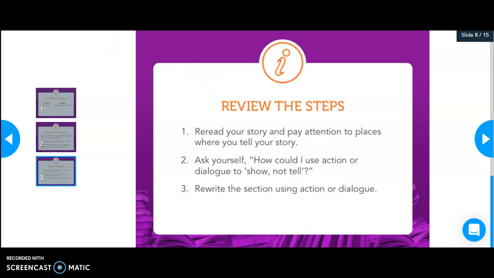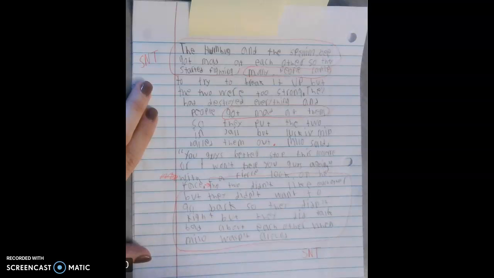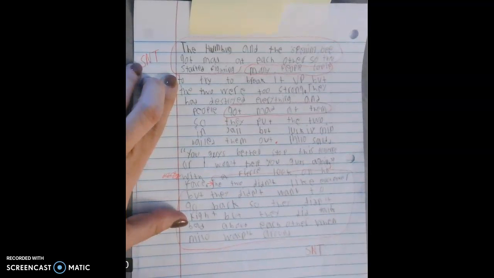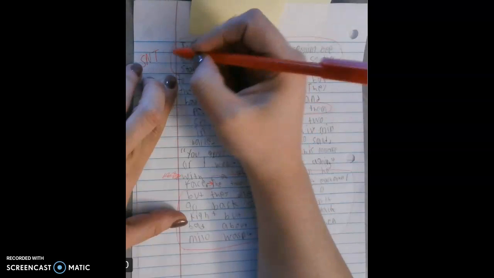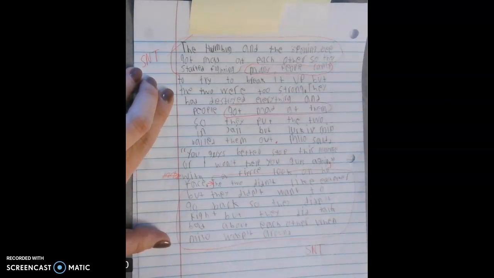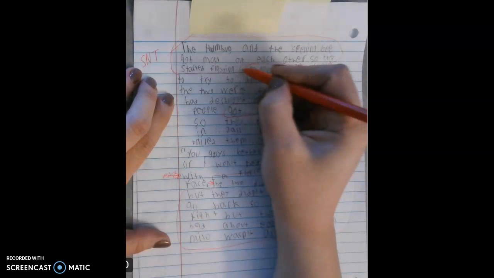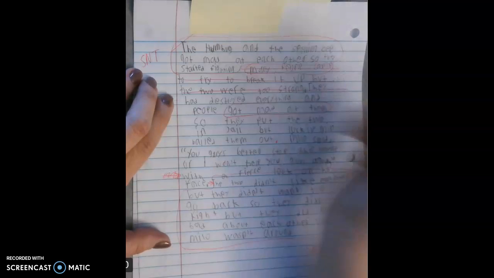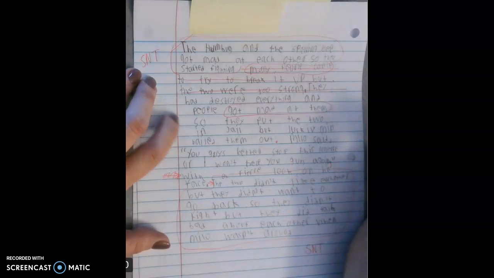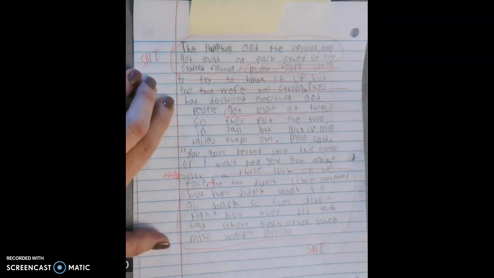So let's take a look at some of our writing. I'm going to show you writing that you guys have done, and we're going to edit it together. "The humbug and the spelling bee got mad at each other, so they started fighting." Well, that's already happened. Remember where we left off? They were already fighting, so we don't even need that. "Many people came to try to break it up, but they were too strong." So again, that has already happened. "They had destroyed everything, and people got mad at them, so they put the two in jail." I like where this is going, but how can I show that everything was destroyed?